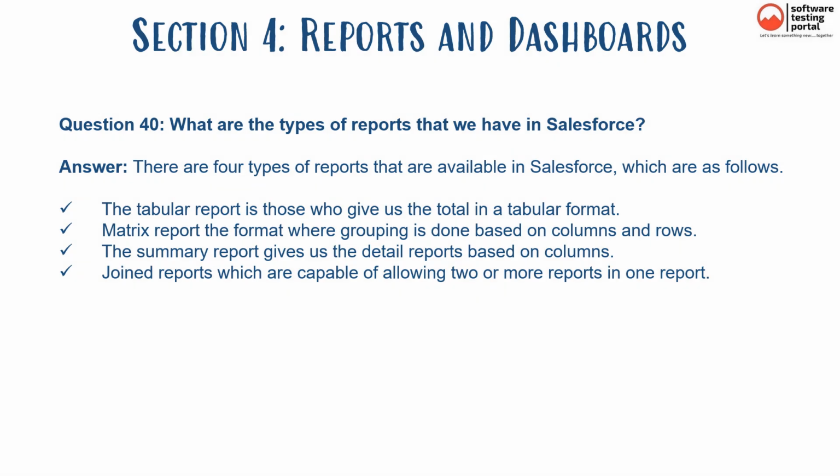Question 40. What are the types of reports that we have in Salesforce? Well, there are 4 types of reports that are available in Salesforce, which are: the tabular report, which gives us the total in a tabular format. Matrix report, the format where grouping is done based on columns and rows. The summary report gives us the detailed reports based on columns. Fourth one is the join reports, which are capable of allowing 2 or more reports in one report.